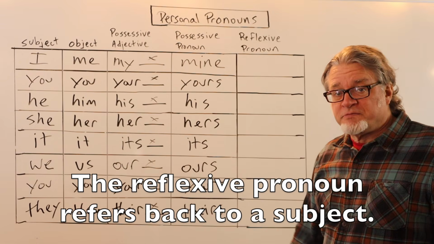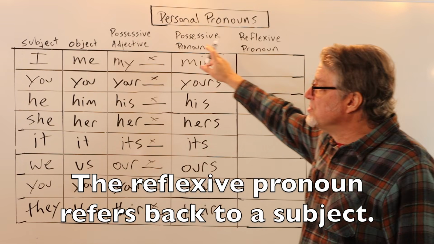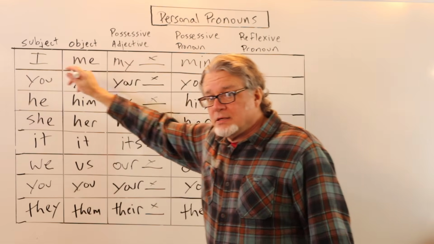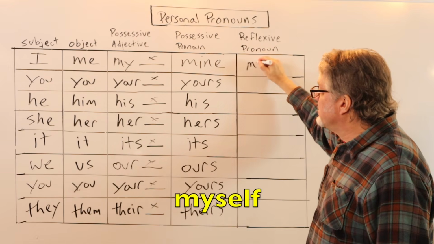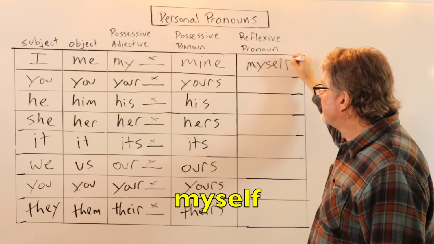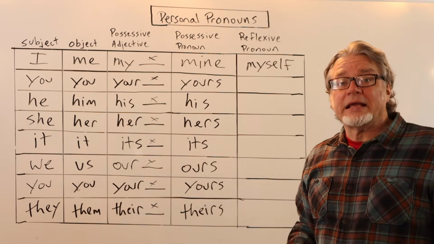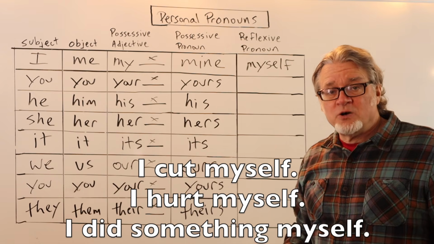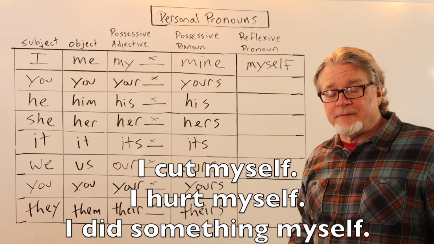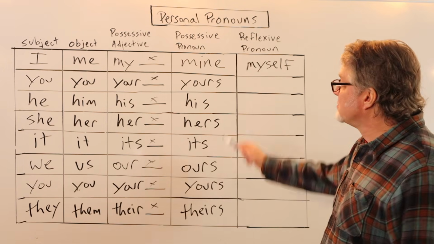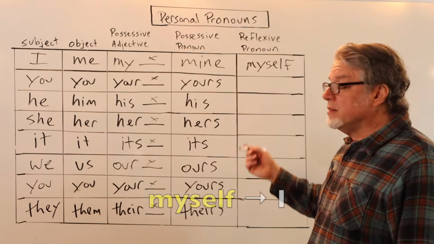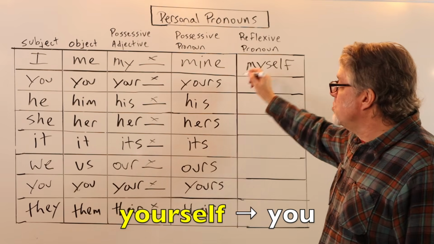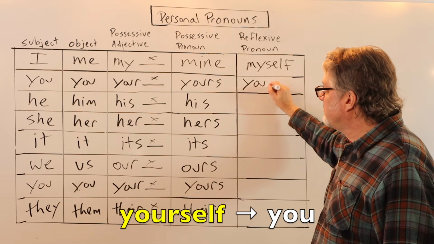The reflexive pronoun refers back to a subject. The reflexive pronoun for I is myself. I cut myself. I hurt myself. I did something myself. This refers back to the subject. The reflexive pronoun for you is yourself.